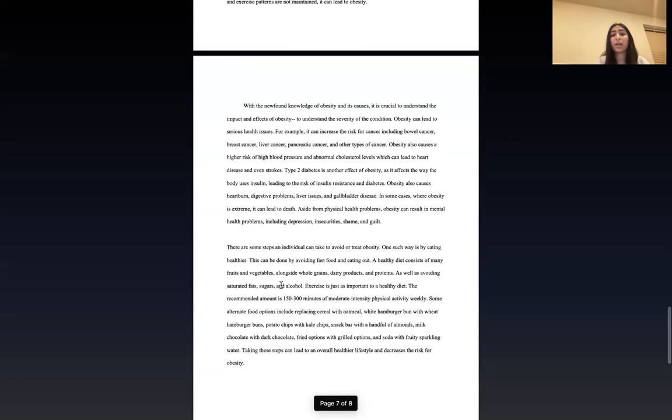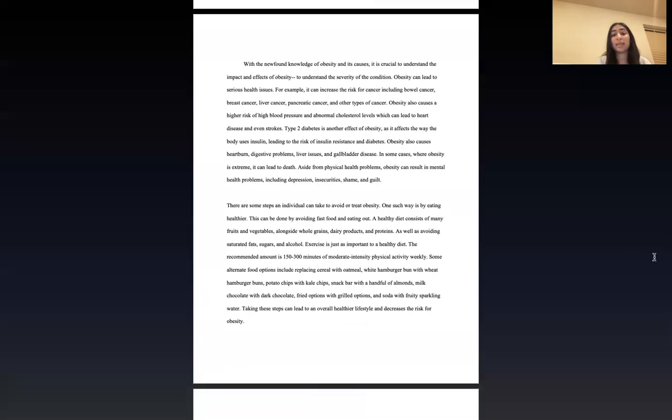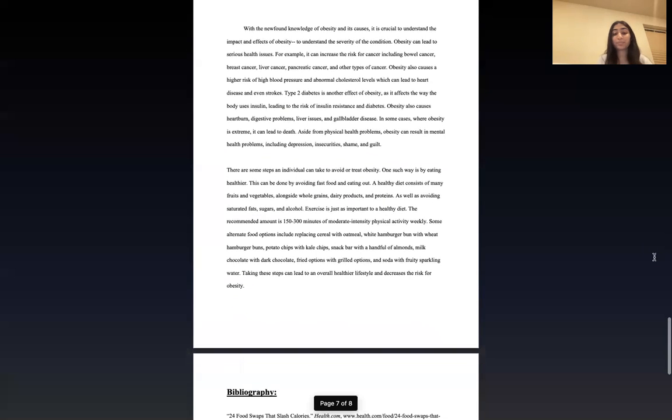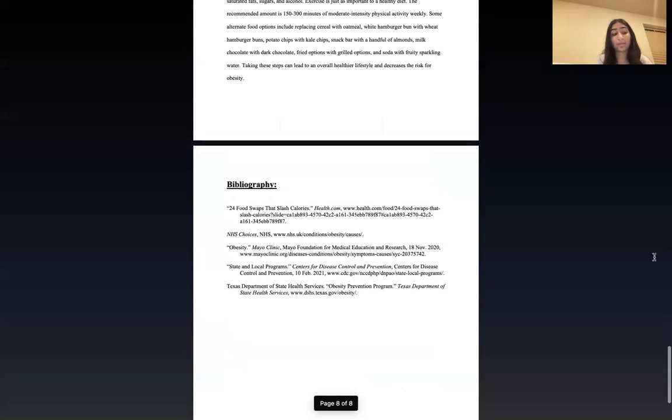In my third paragraph, I chose to explain the different effects of obesity, like I previously mentioned in the infographic, and how they play a major problem in our health. And in my last paragraph, I explained some different alternatives and solutions that we can use to solve obesity. I also included a bibliography as my last thing.